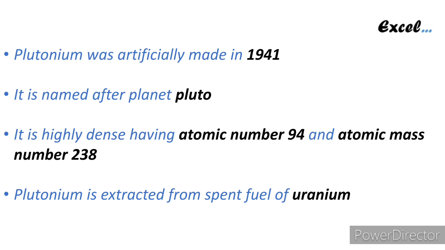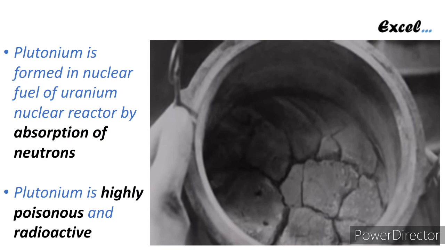It is highly dense, having atomic number 94 and atomic mass number 238. Plutonium is extracted from the spent fuel of uranium, when uranium-235 is extracted from uranium-238. Spent fuel can be recycled, creating a fissile material like plutonium, or stored for a short or a long-term duration. Plutonium is formed in the nuclear fuel of a uranium nuclear reactor by absorption of neutrons.